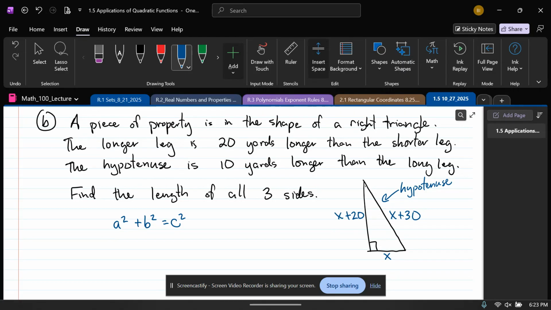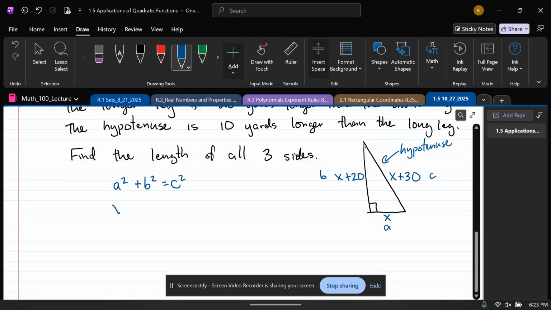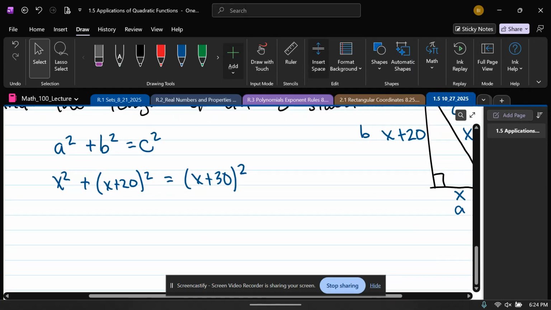It's been a minute. So I'm going to call the short leg a, the long leg b, and the hypotenuse c. So in our case, it's going to be x squared plus (x plus 20) squared equals (x plus 30) squared. This is a lot of fun. This uses some of the things we did in lab 14 tonight. So we're squaring that x plus 20 and we're squaring that x plus 30.